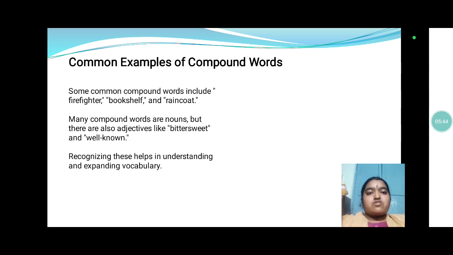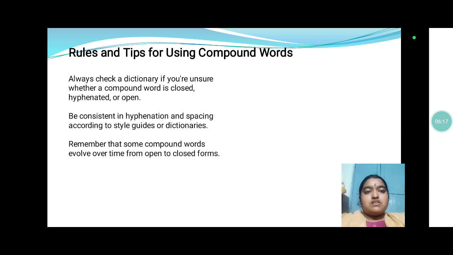So, common examples of compound words. Some common compound words include firefighter, bookshelf, and raincoat. Many compound words are nouns, but there are also adjectives like bittersweet and well-known. Bittersweet is closed and well-known is a hyphenated compound word. Recognizing this helps in understanding and expanding vocabulary. As we have said, these are essential in English vocabulary. So these are some examples of compound words. We shall see some examples of compound words in our upcoming slide.